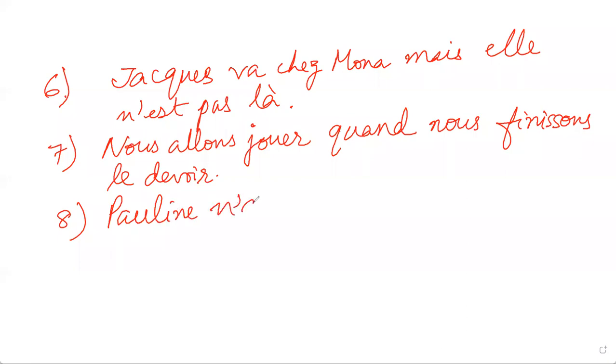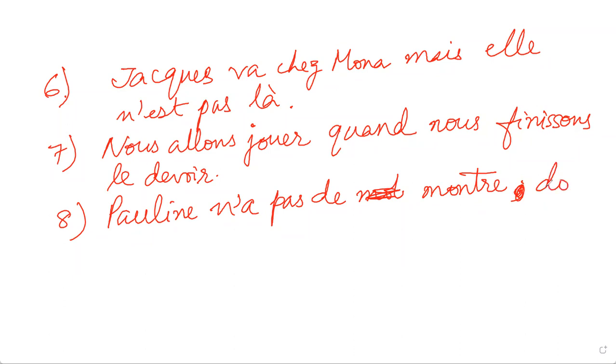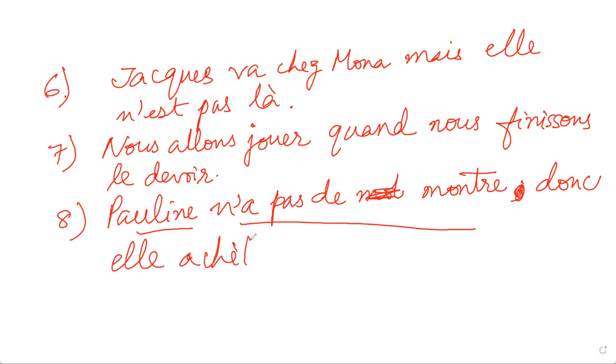Yes, who has raised hand? Rajanya, wait, anyone else? Kavya has raised hand, yes, Kavya. Pauline n'a pas de montre, donc elle achète. Yes, elle achète. So actually here, Pauline is not having a wristwatch, isn't it? That's the reason she's going to buy. Donc, elle achète une montre. So, therefore, she is buying a wristwatch, because she is not having one.